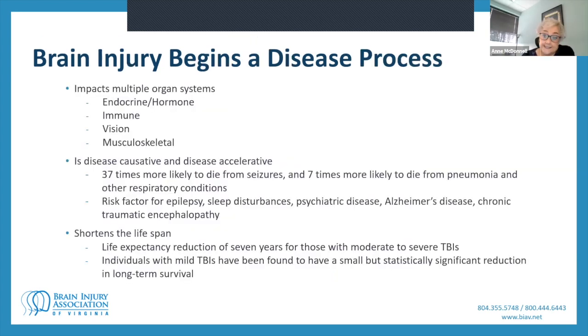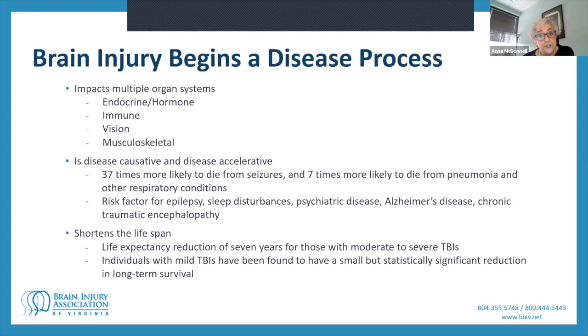Brain injury begins a disease process. It is disease causative and disease accelerative. It impacts a lot of different organs, as we've talked, and as you see on this slide. If you have a brain injury, you are 37 times more likely to die from a seizure, and 7 times more likely to die from some sort of respiratory complication. And we know that brain injury is a risk factor for epilepsy and sleep problems and psychiatric disease and Alzheimer's disease and chronic traumatic encephalopathy, or football players' disease.